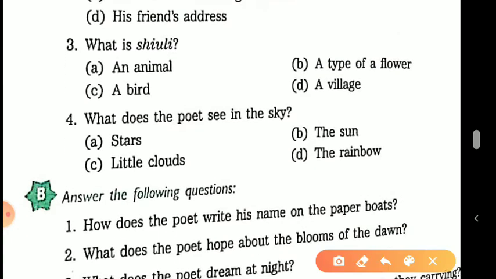Question number 4. What does the poet see in the sky? Now, after sailing his paper boats, what does he see in the sky? Option A, stars. Option B, the sun. Option C, little clouds. Or option D, the rainbow. Answer: option C, little clouds.